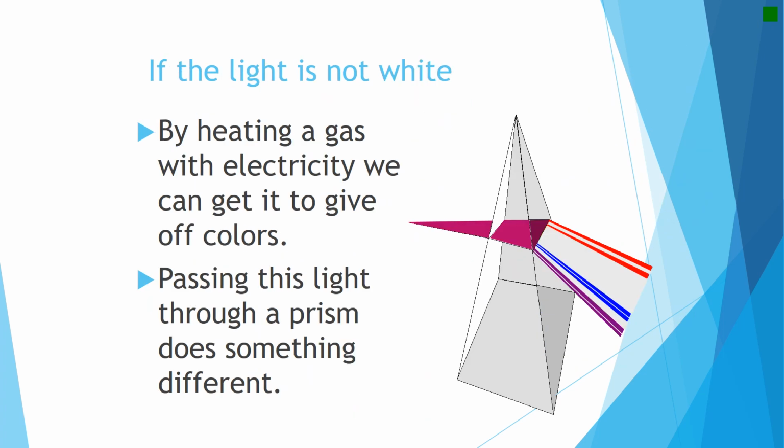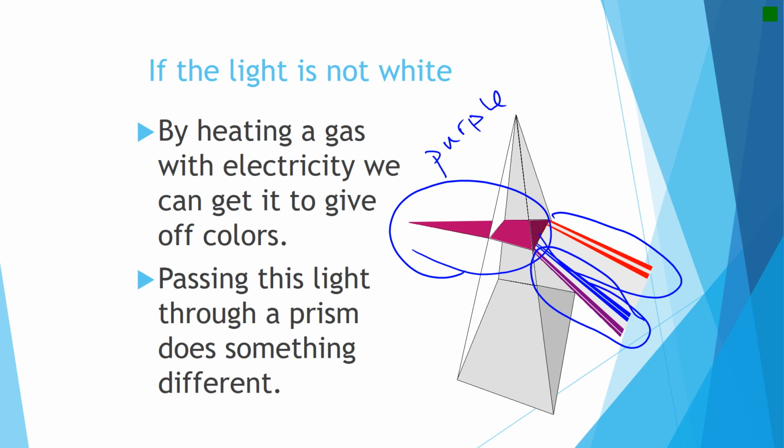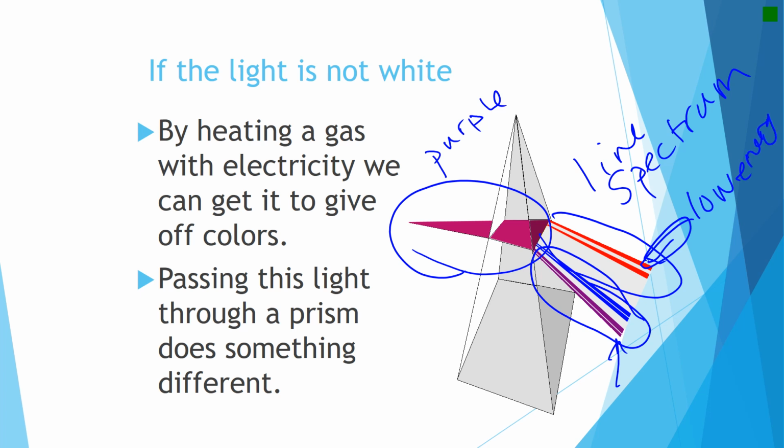But what happens if it's not white light, if you, for example, heat up a gas, which we will be doing in this class, or heat it up through a flame? These lights look a certain color. This one to me looks more purple, but when we break it down into its components, we actually see these individual lines being formed, and this is called a line spectrum. And what it does is it breaks it up into the different energy levels. So we've got our reds, we've got our violets. This end right here, where the reds are, is low energy, and this end is high energy.